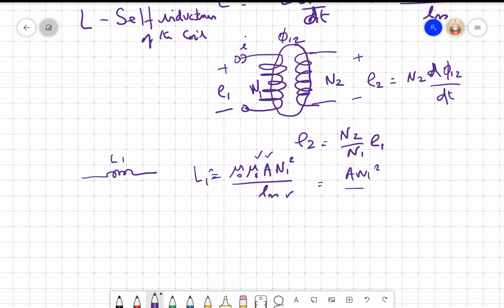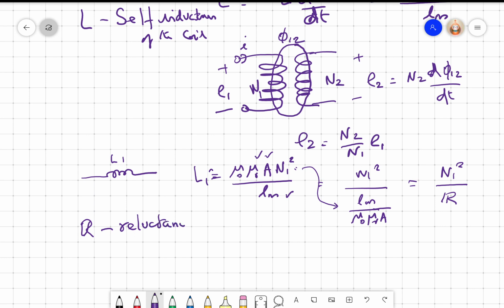So if I change Lm, I can rewrite this as N1 square divided by Lm by mu naught mu r, right. What I have done, I have taken the numerator and put it in the denominator like this. So this we put as N1 square by R, where R is called the reluctance of the magnetic path.